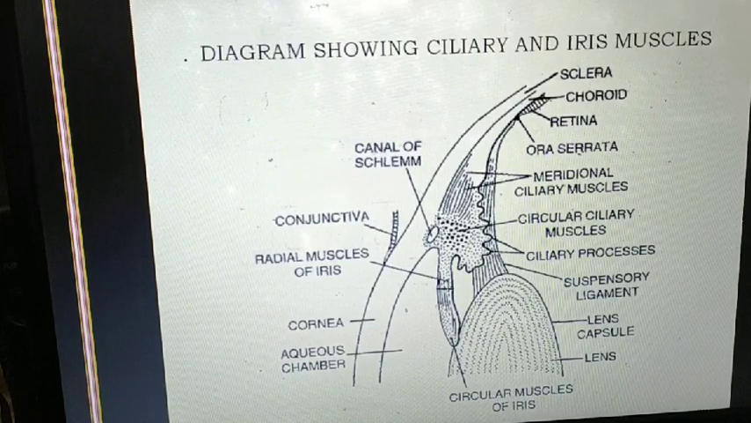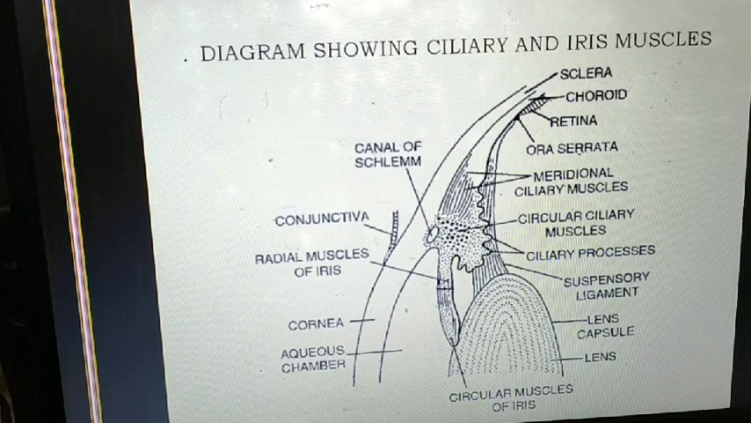Next we'll see about the iris. This iris is the most anterior part of the vascular coat. It is a circular muscular diaphragm with pigments which give color to the eyes, like black, blue or green.